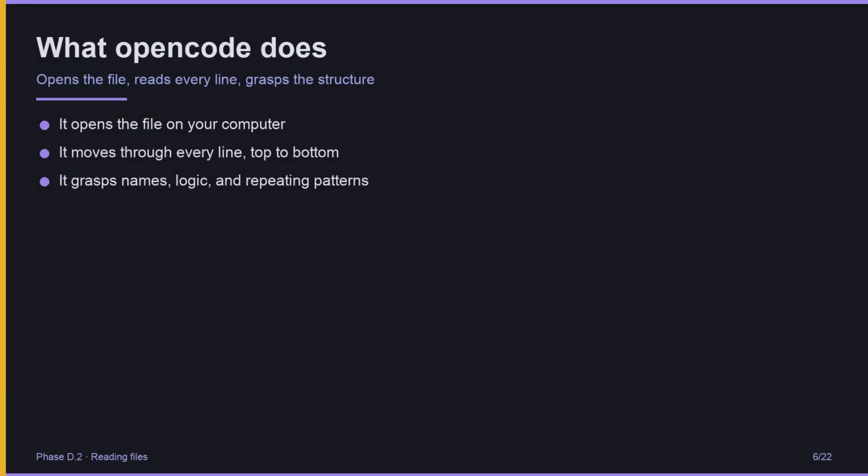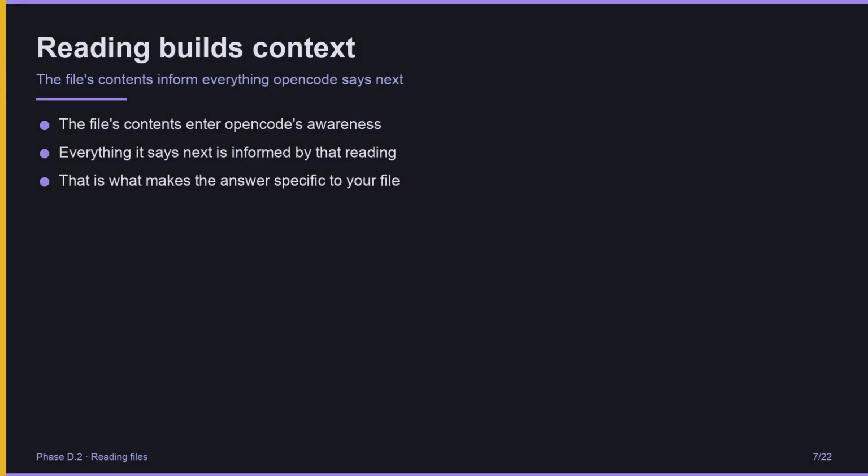So what is actually happening when OpenCode reads? It opens the file on your computer, the same way you would. It moves through every line, from top to bottom. And as it reads, it grasps the structure, the names you chose, the logic you wrote, the patterns that repeat. It builds a real understanding of what the file does, not just a surface scan of the words sitting there on the page.